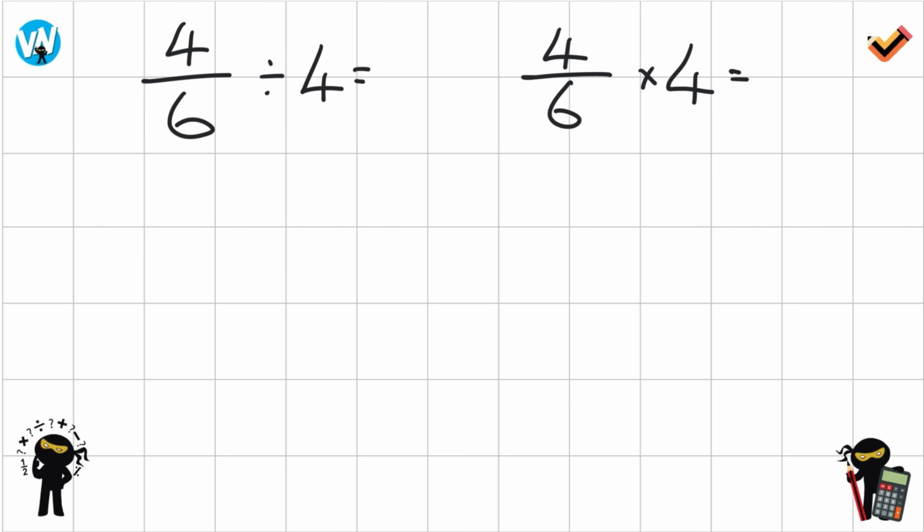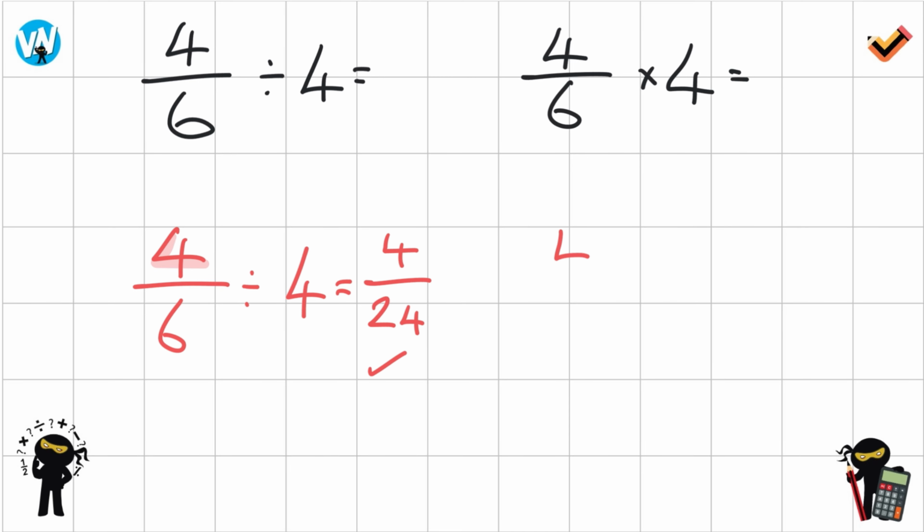And again, we've got a few more examples. So with this one, we've got 4 over 6 divided by 4. So again, it's division, so we know we're going to do the denominator. So basically 6 times 4 is 24. And the numerator stays the same. Very, very simple. And this is how easy these questions are, guys.